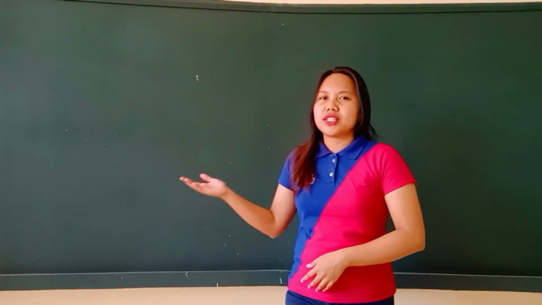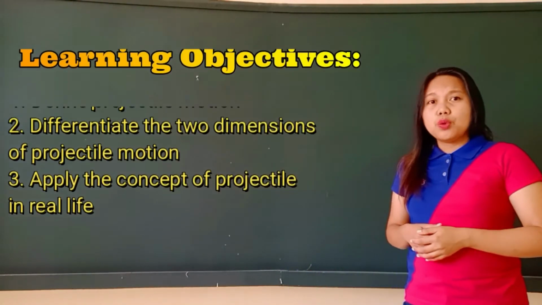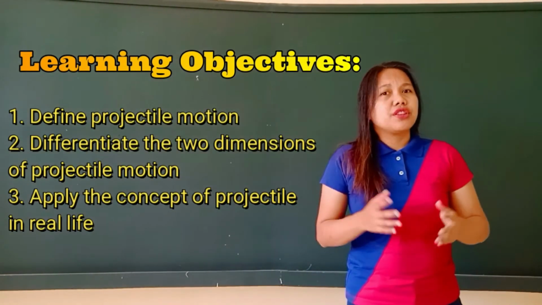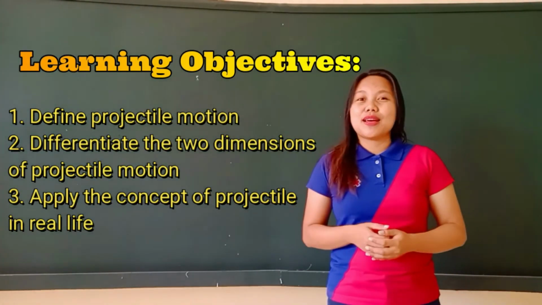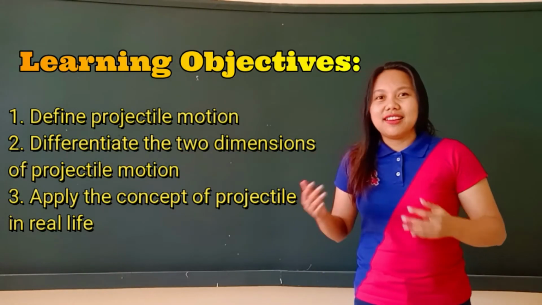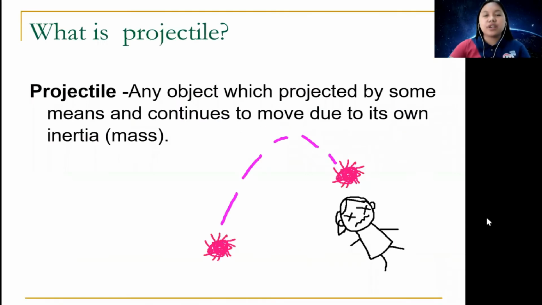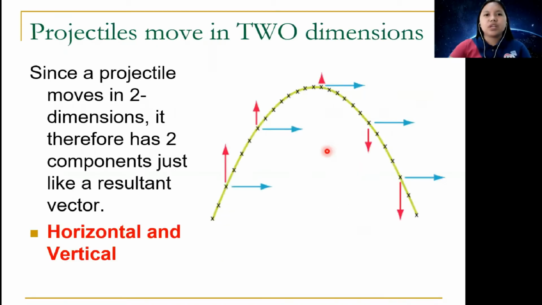So our learning objectives are the following. Define what is a projectile motion. Differentiate the 2 dimensions of projectile motion. Apply the concept of projectile in real life. So let us define first what is projectile. A projectile is any object which is projected by some means and continues to move due to its own inertia and mass. Okay? Now, let's try to know more about this one.